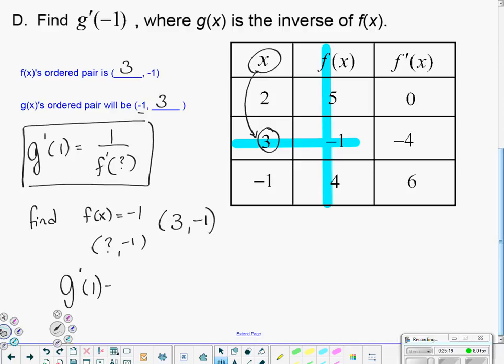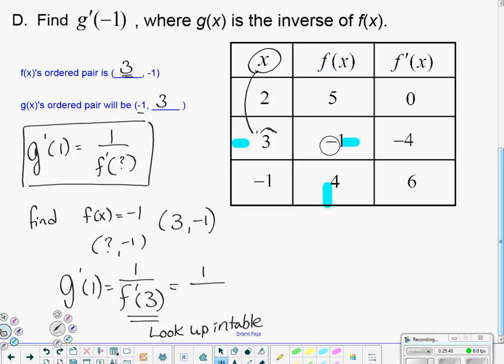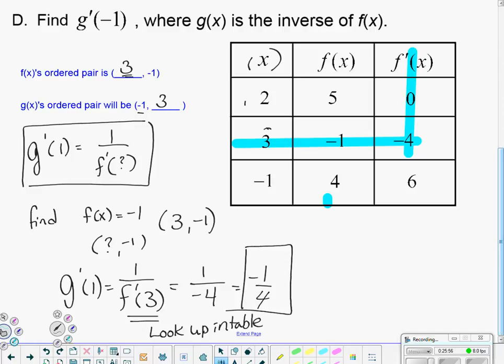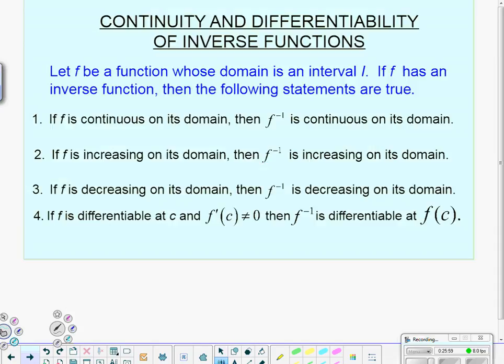g prime of -1 is equal to 1 over f prime of 3. Look that up in the table, just like we did on the other one. Now I have to read my table just a little bit differently, right? I need to find 3, got it, and I need to find its derivative. The derivative at 3 is -4. So we get -1/4. I like the tables. Tables are good.